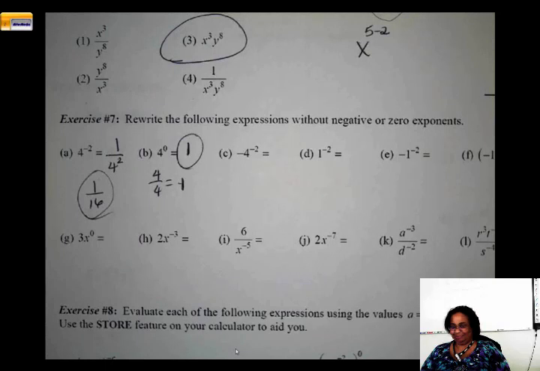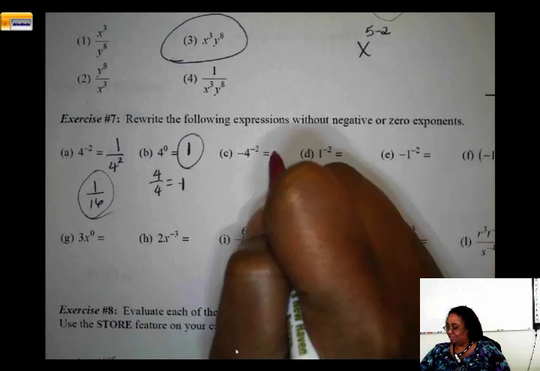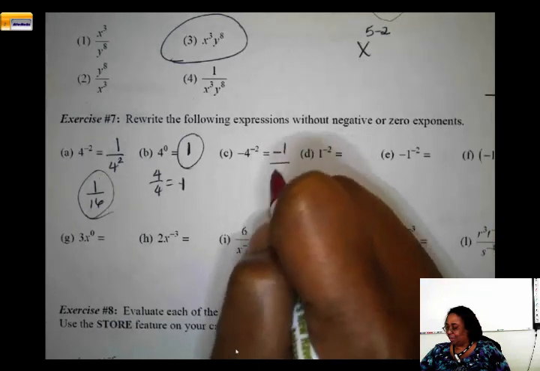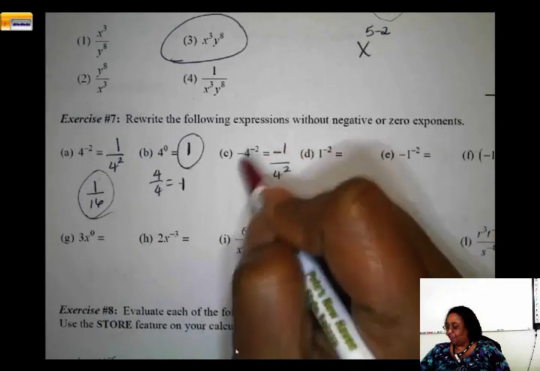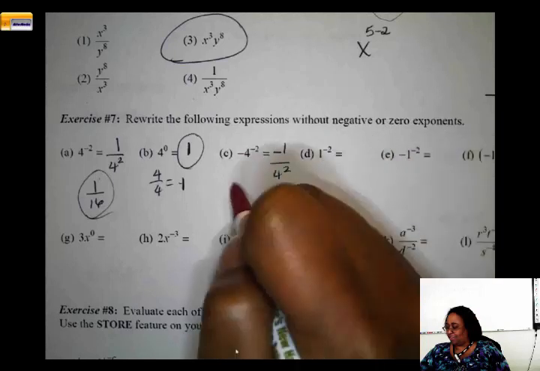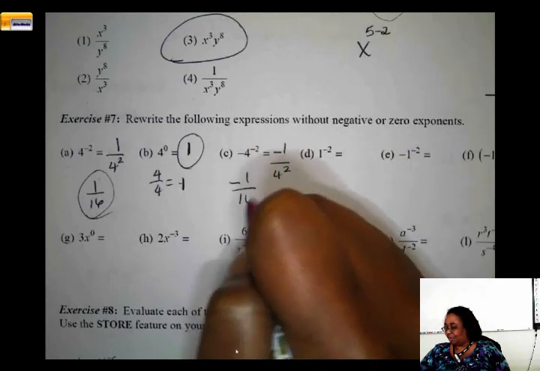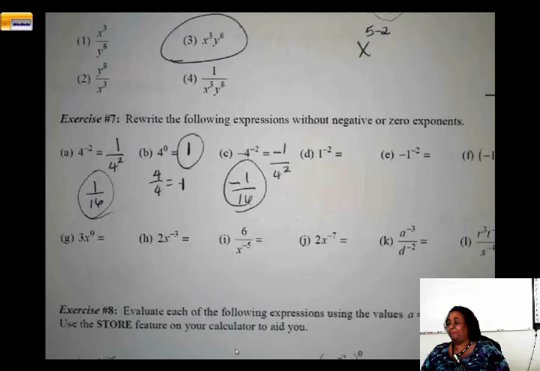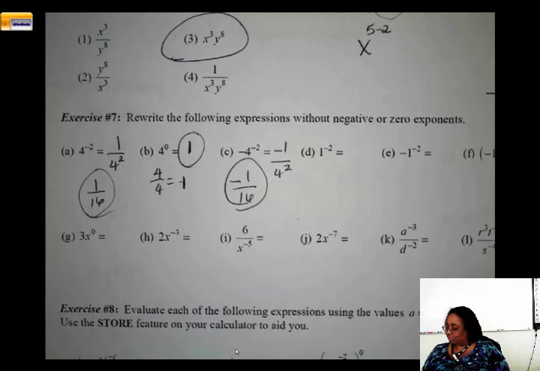Well, it's the same thing as A anyway, right? Yeah, but you've got a negative. So it's negative 1 over 4 squared. So you don't forget the little negatives and stuff. And that's the same as negative 1 over 16. All right, I'll let you guys do the rest of those on your own.